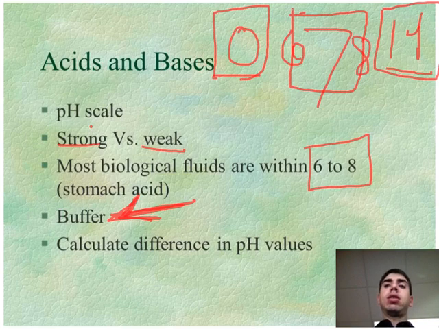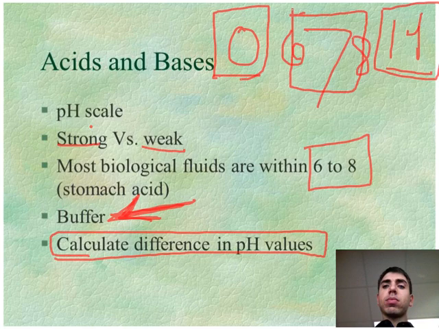And then finally, this ability to calculate differences in pH values. Remember, pH is on a logarithmic scale. So if it goes from a pH of 5 up to a pH of 6, it actually is decreasing by 10-fold. And I will give you the formula for that whenever we get to that point.